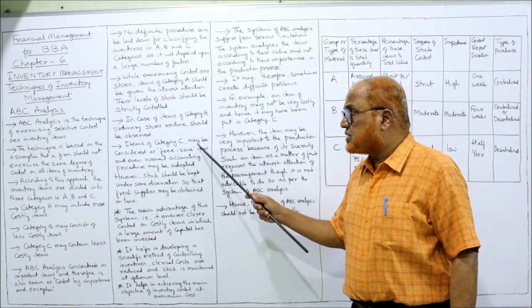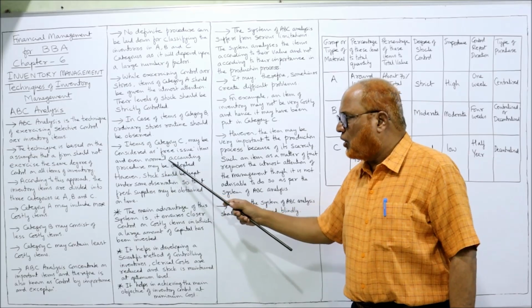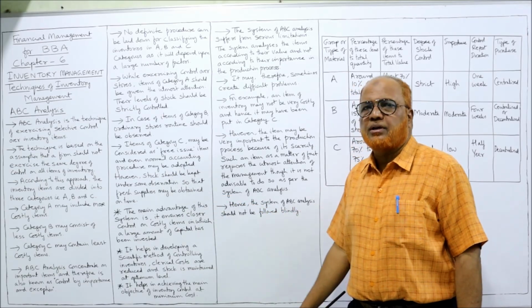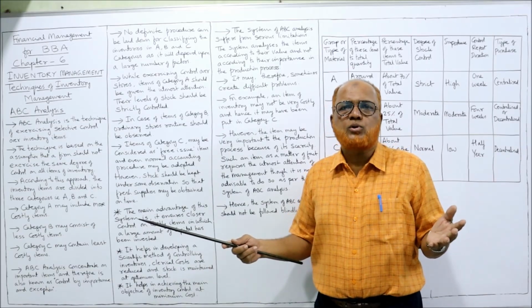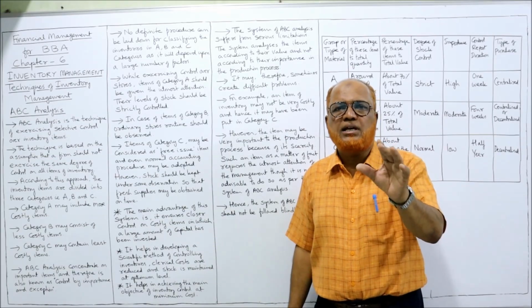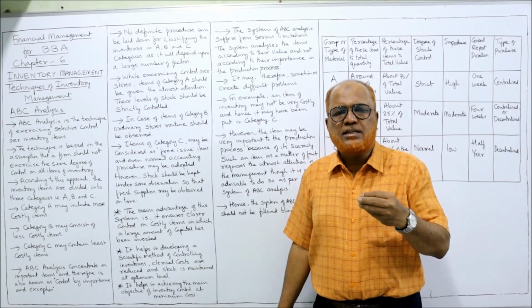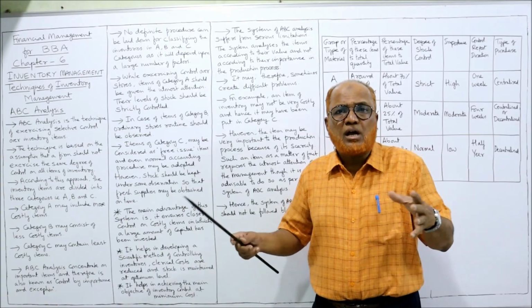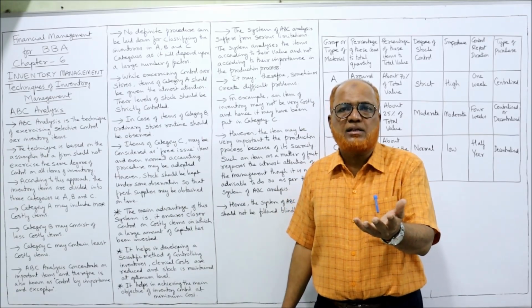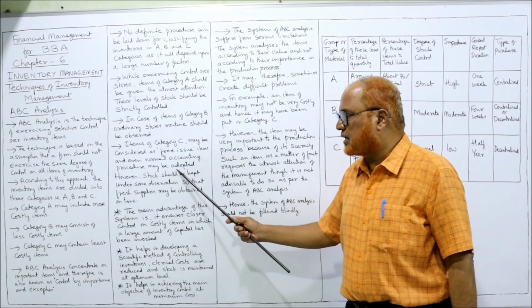Now, items of C category may be considered free issue items, and even a normal accounting procedure may be adopted. The least control should be adopted on C category items. It will be treated as free issue. Easy, take it for granted because the value is very less. Items are more, but the value is very less. That's why we put least control on C category items.